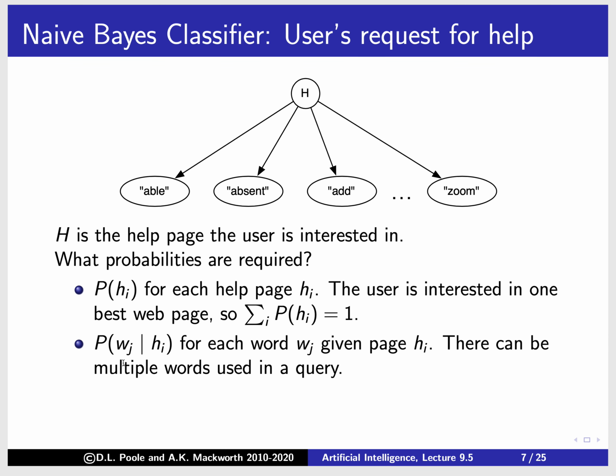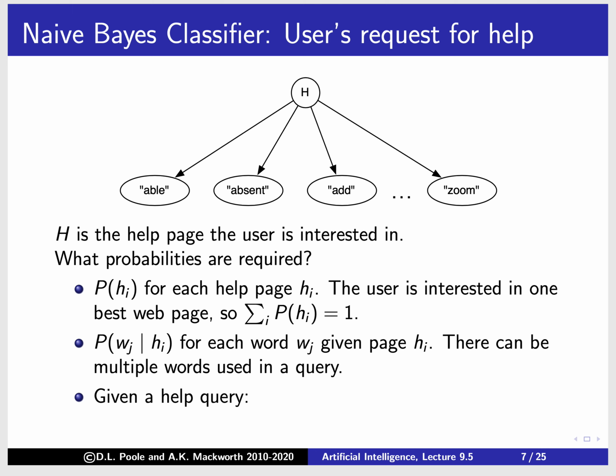The other thing we need is, for each word W_j and for each help page, the probability of word j given help page H_i. There can be multiple words in a query, so there's no assumption here that these add up to 1 or anything else. You should be able to read that just from looking at this network, from knowing this is a Boolean variable and this variable H has the values of all of the help pages, what needs to be specified as part of this model.